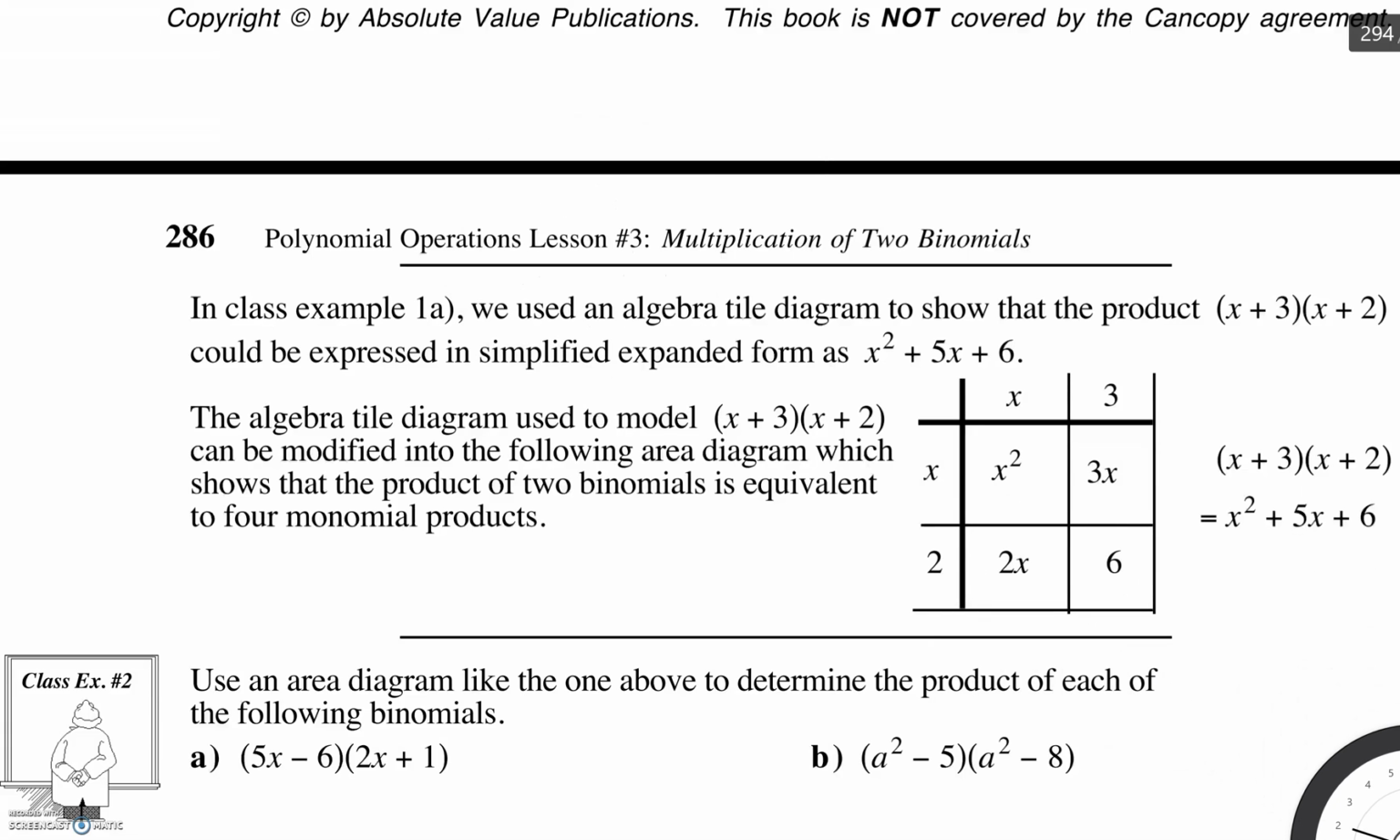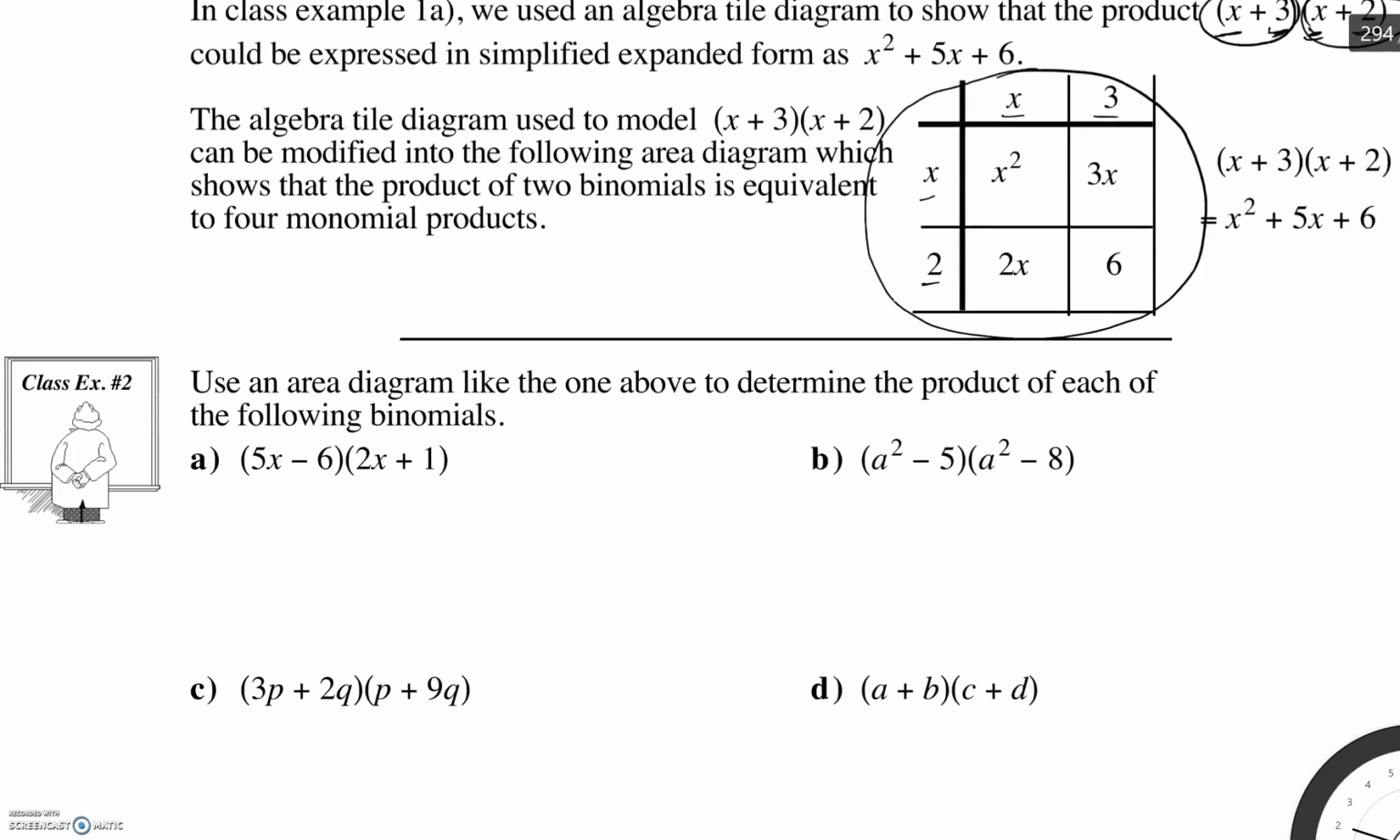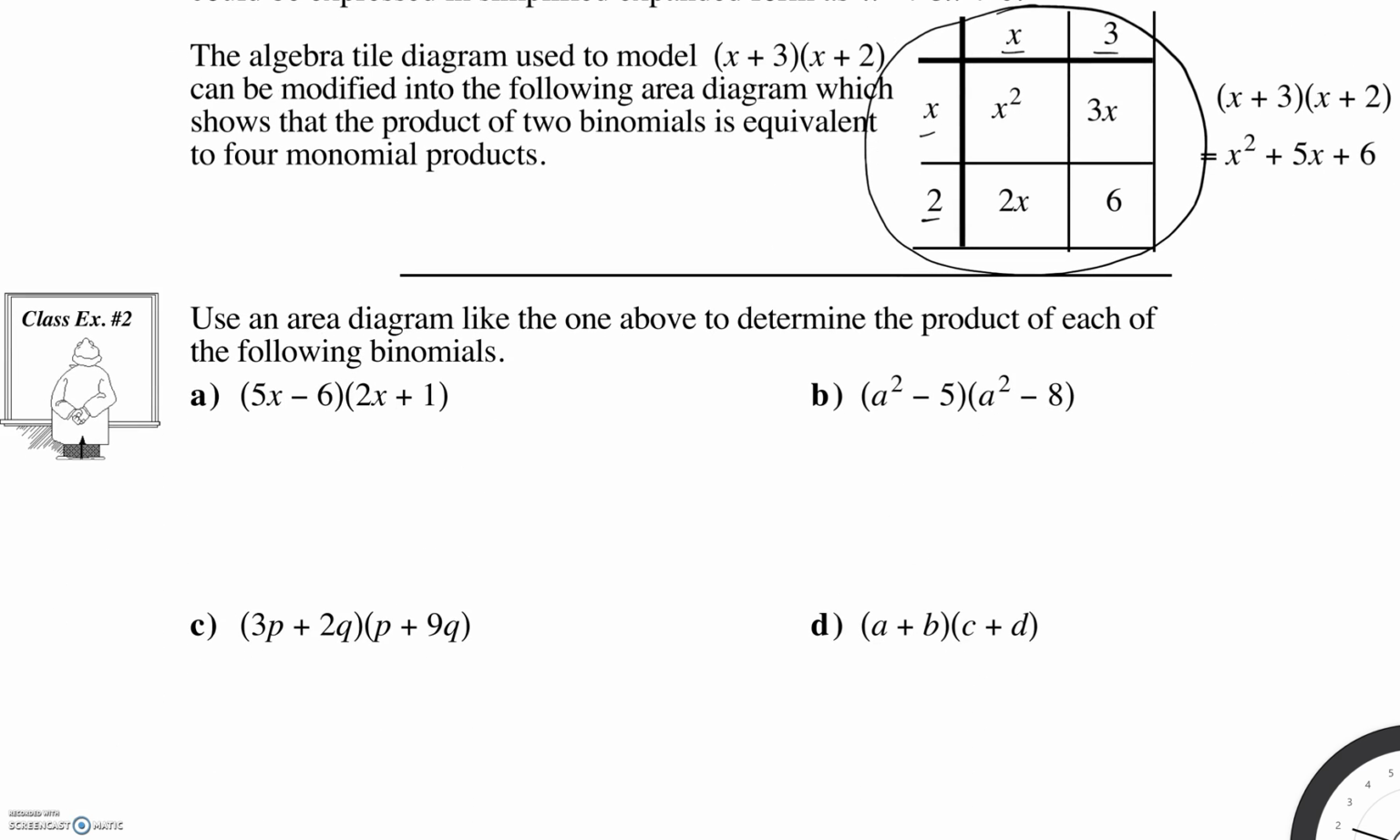Okay, this one says, instead of using an algebra tile diagram, we're going to use this model right here. So what we're going to do here is that we take this polynomial and we separate out the terms. So we have x plus 3, so we have x and a positive 3. Then we have x and a 2, so we have an x and a positive 2. So we'll do that for class example number 2a, and it looks like this. Let's draw out the box.